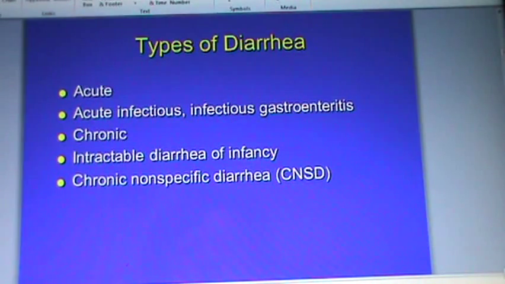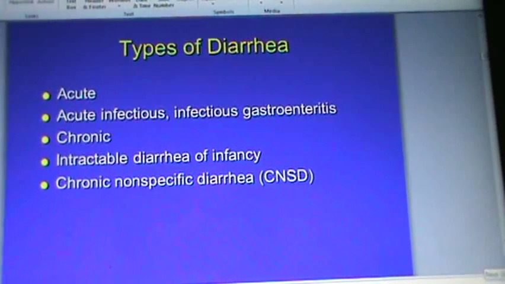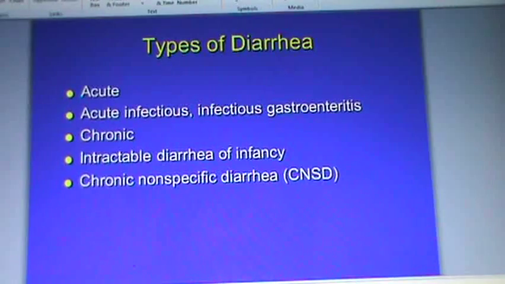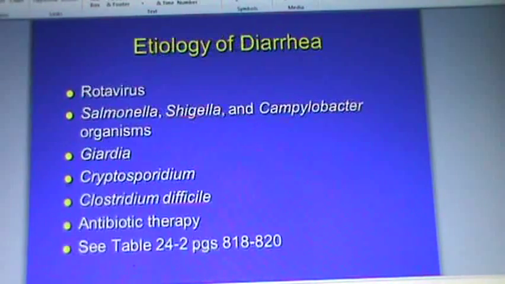There's acute infectious gastrointestinal tract. There's chronic, intractable diarrhea of infancy. What's intractable mean? Chronic, nonspecific diarrhea. Don't know why.